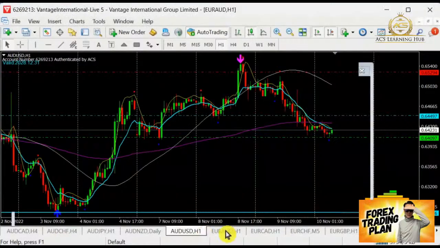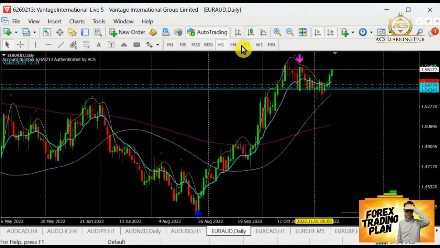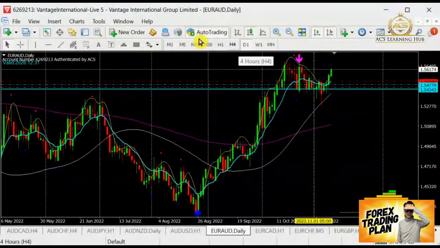So Euro Aussie, over here. Naturally, if Aussie is going down, Euro Aussie should be going up. So it's a bull market right now, and in fact it is still in the bull. So Euro Aussie is good for buying, not for selling.